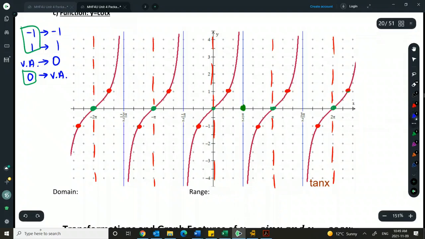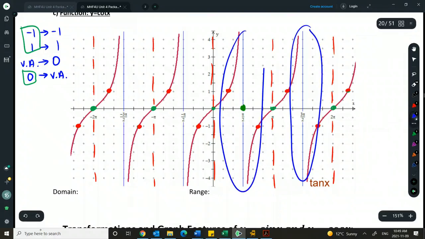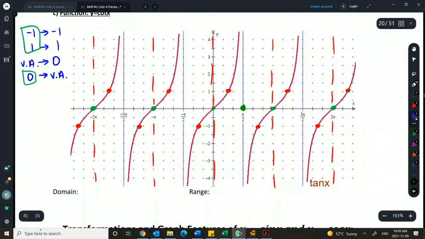And the vertical asymptotes, which are marked off here in blue, the vertical asymptotes of tan become the x-intercepts of our new function. They become zeros. So I'm going to mark off at all these blue lines here an x-intercept for each of these. So here, here, here, and here. This looks kind of confusing with both graphs right now, but look at the red points.